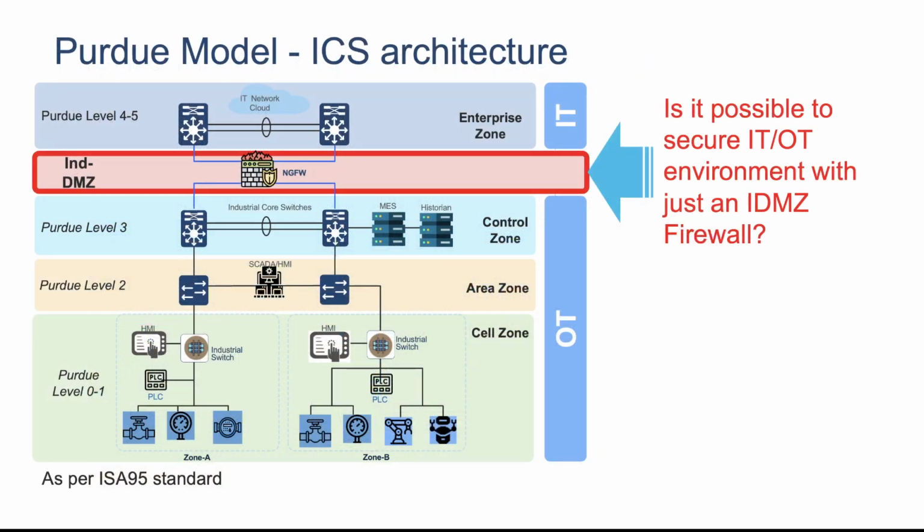Normally, IT and OT networks are just segregated by a firewall in the industrial DMZ zone. This is as per the ISA 95 standard or Purdue model. The question to be asked here is whether only a firewall is enough for the OT network. So probably the answer will be no, it is not sufficient.